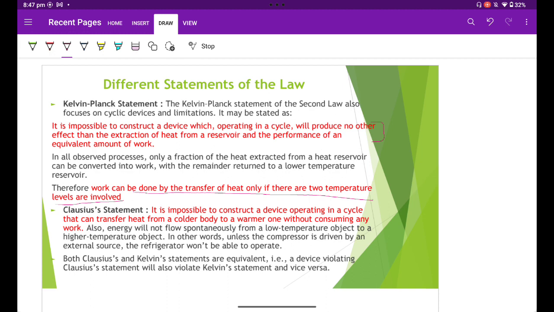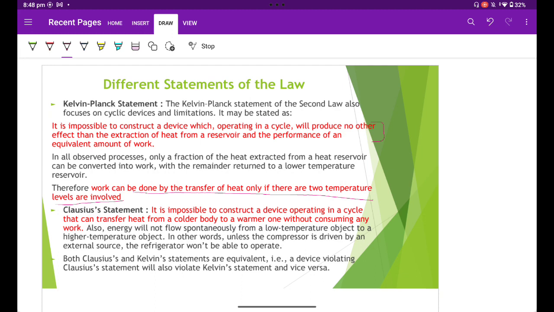Second statement, that is Clausius statement. An analysis of the operation of refrigerator or the heat pump led Clausius to conclude as follows. It is impossible to construct a device that operates in a cycle and produces no effect other than the transfer of heat from the cold body to a hot body. In effect, it is impossible to construct a refrigerator that operates without an input of work.